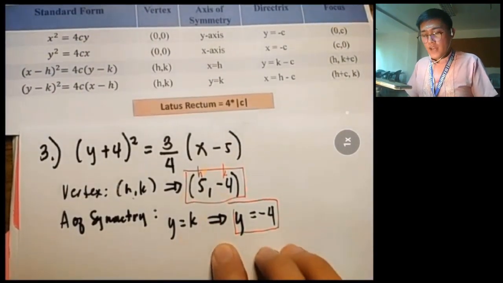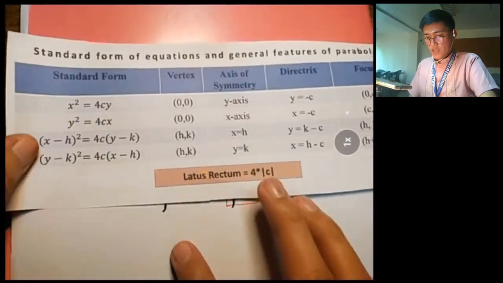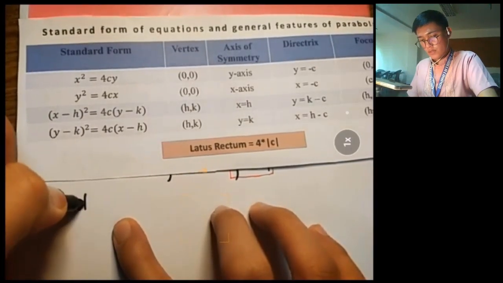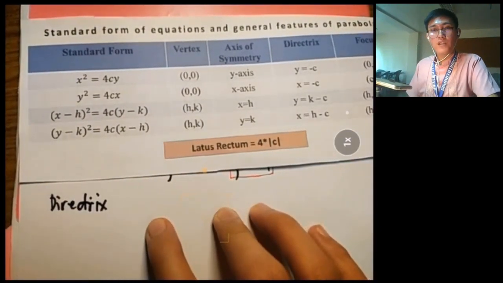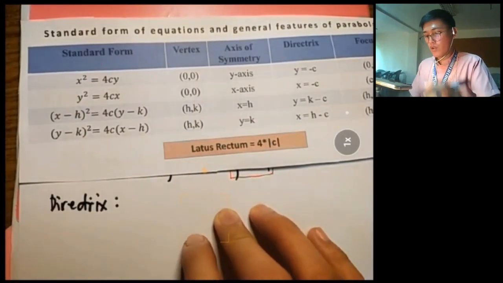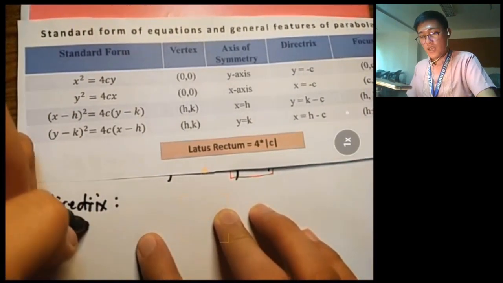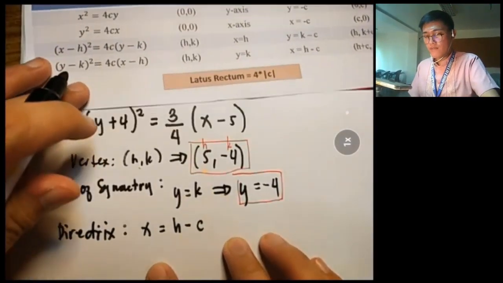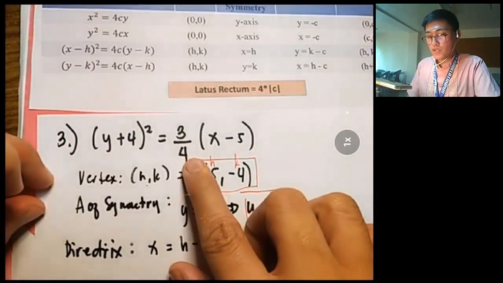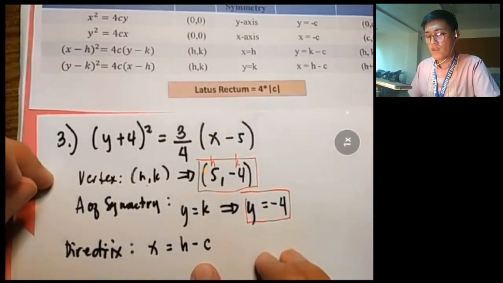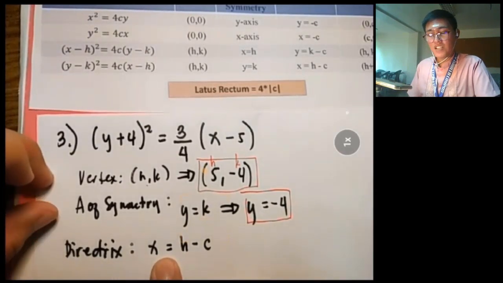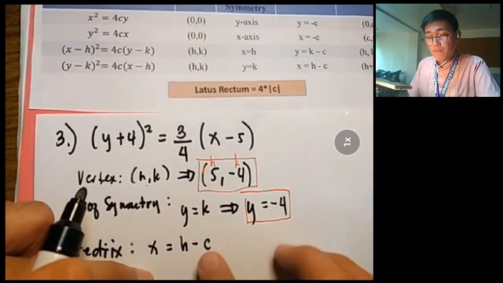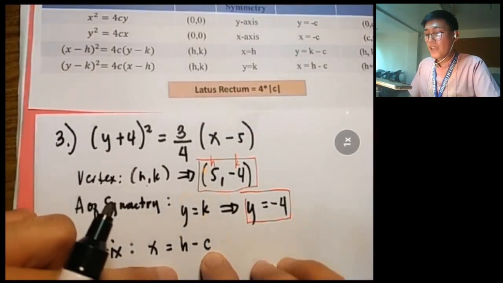Alright, for the next one, we have to find the directrix. So this part is getting more complex. The directrix has the equation x is equal to h minus c. Now, take a look at the given: y plus 4 squared is equal to 3/4 the quantity of x minus 5. And in the equation of the directrix, x is equal to h minus c. We already knew the value of h, which is 5, but we don't know the value of c. So we have to get it in here.